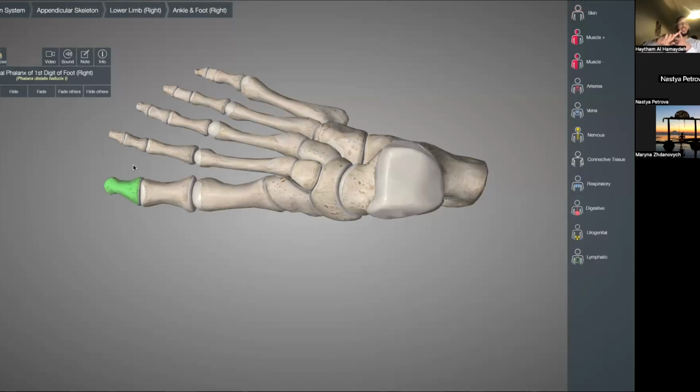This is talus, calcaneus. These are bones of the foot. This is joints of the foot. Okay. Any questions? Tell me, what are you guys thinking?